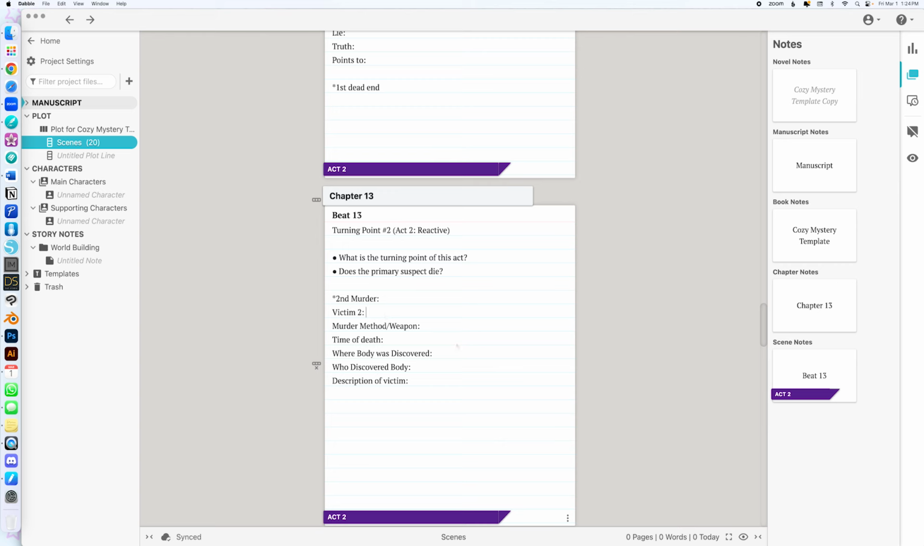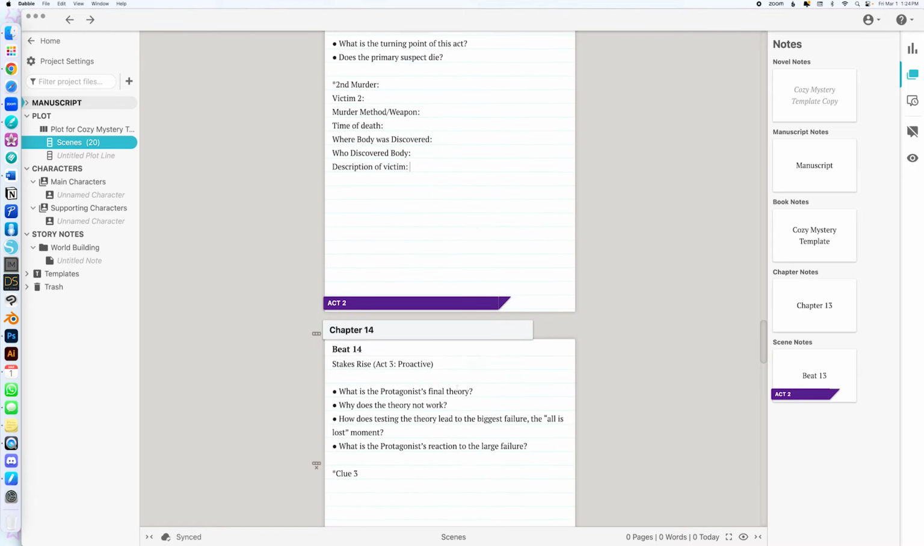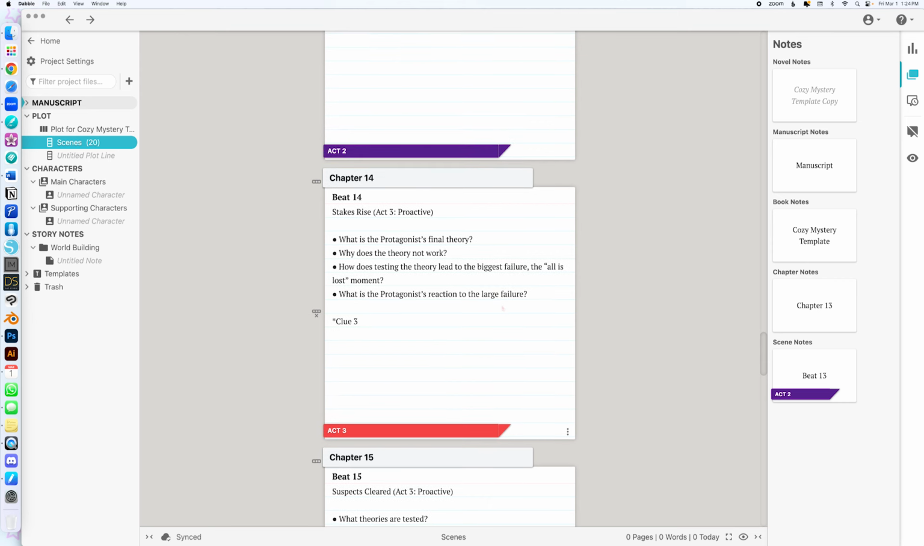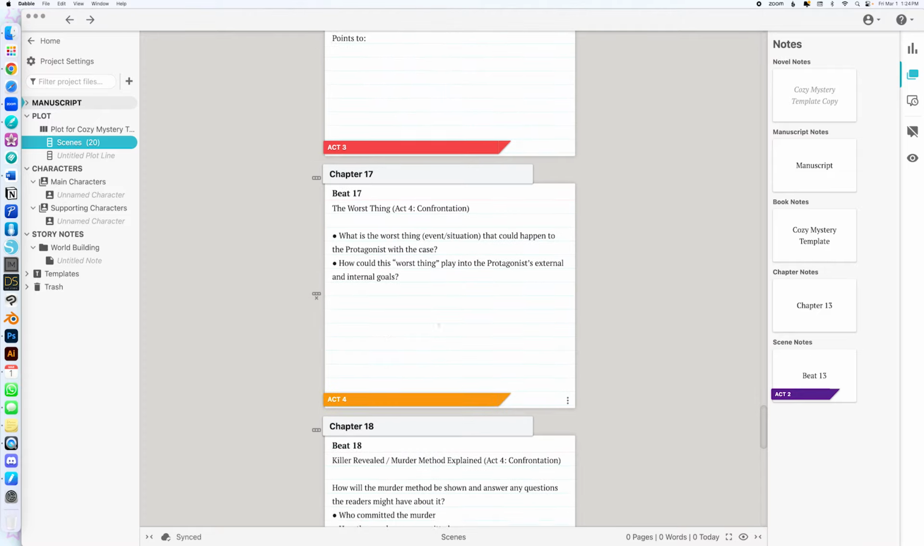So who's the victim, murder weapon and method, time of death, where the body was discovered, who discovered the body, and the description of the victim. And this turning point here around beat 13 is what takes us into Act 3. So we have Act 3, and then we're going to go all the way to Act 4.